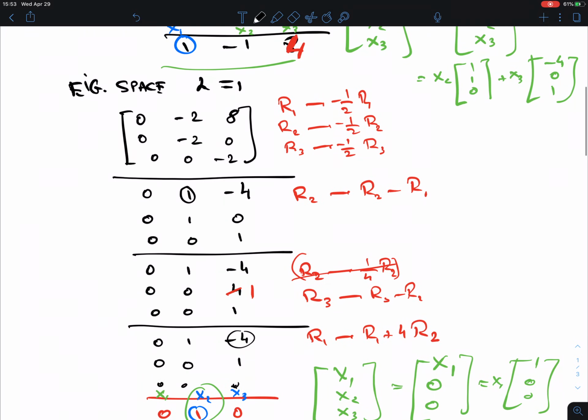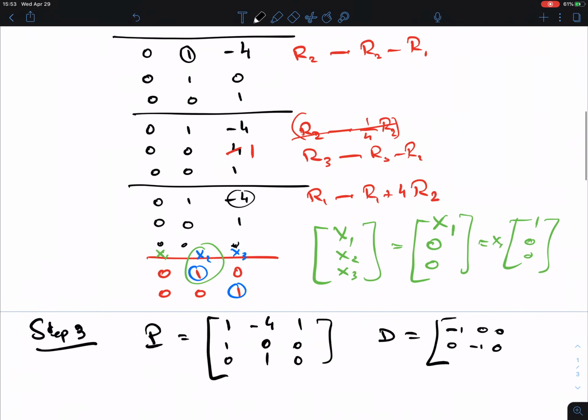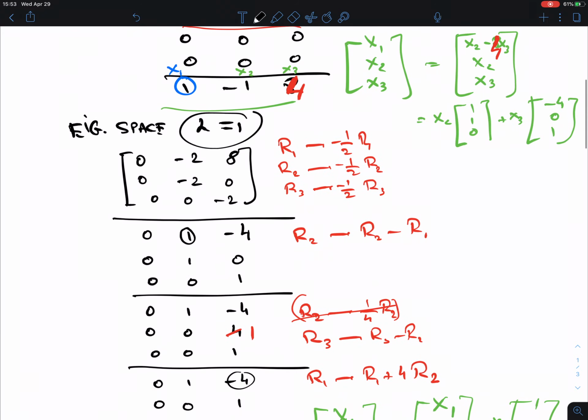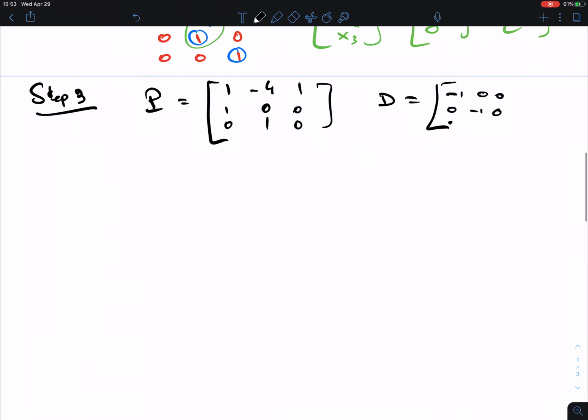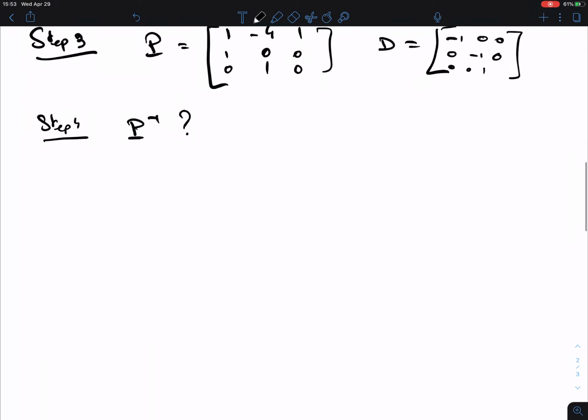And the second one corresponded to 1, right? Lambda equals 1. 0, 0, 1. Great. See, this method tells me what D is. But in the book, the way the question was posed, you had to calculate P inverse first, which we need to calculate anyway.